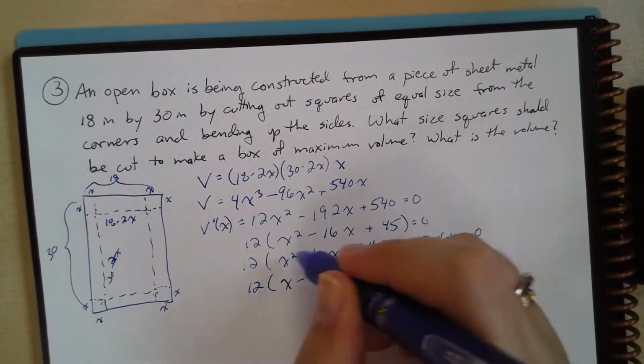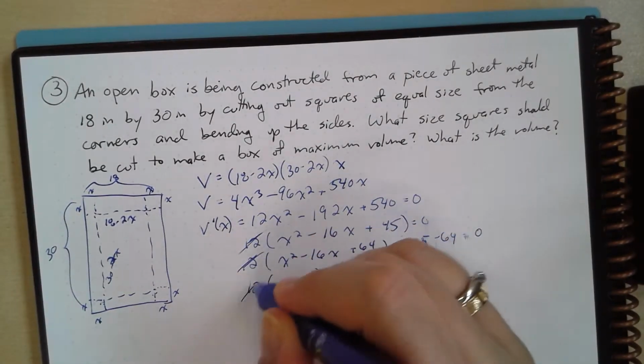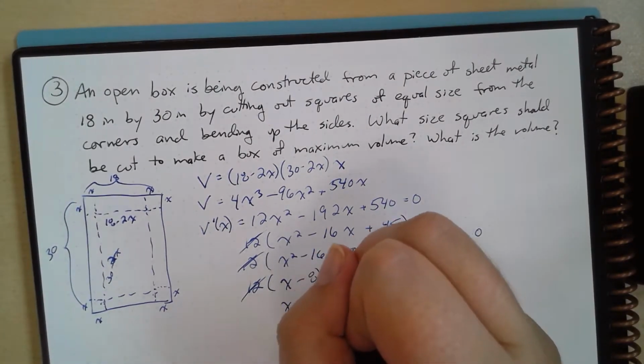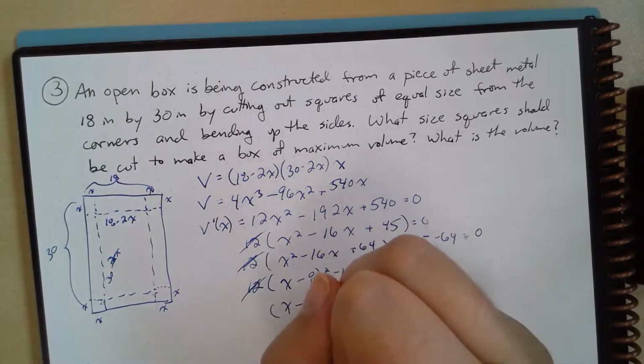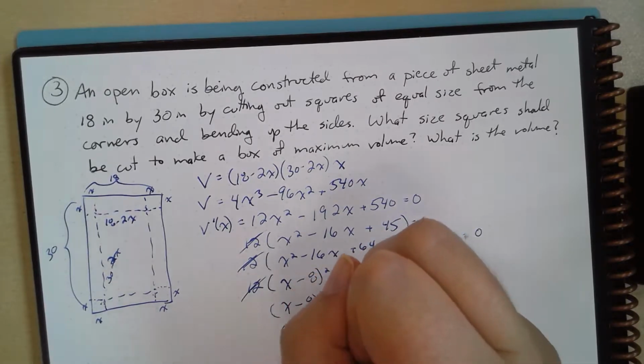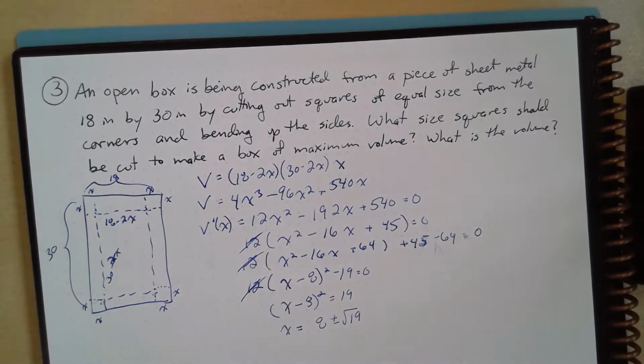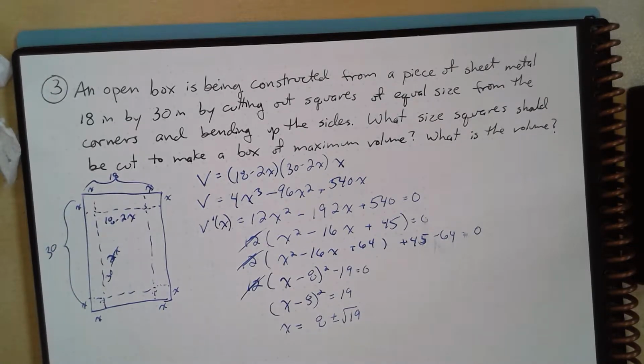I think I could have divided by 12 up here and just gotten rid of it, and that should make things better. So x minus 8 squared equals 19. So x equals 8 plus or minus radical 19. Okay, but if I calculate that, 8 plus radical 19 is 12.35, and 8 minus radical 19 is 3.64.